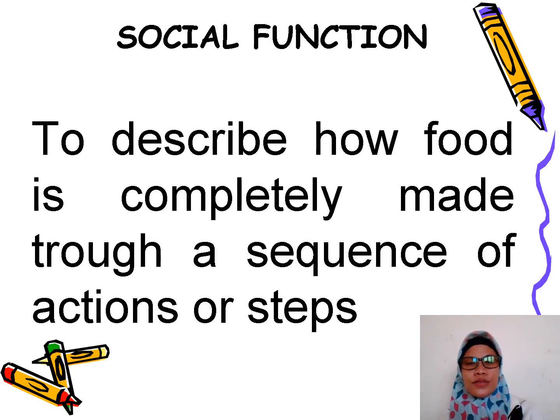Social function: to describe how food is completely made through a sequence of actions or steps. Jadi, fungsi sosial dari procedure text recipe di sini yaitu untuk menggambarkan bagaimana makanan tersebut dibuat melalui beberapa tahap.